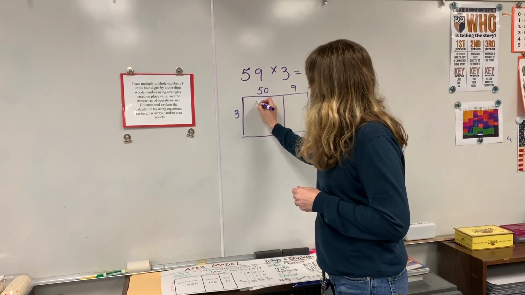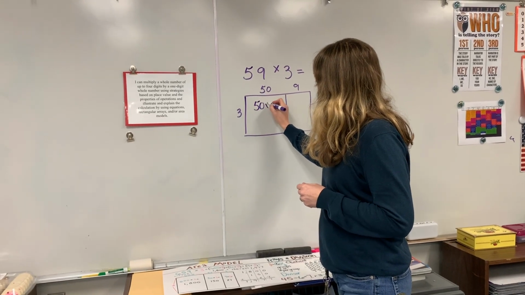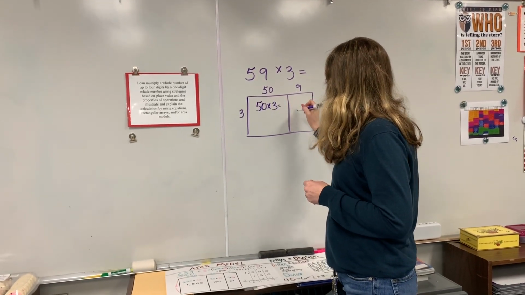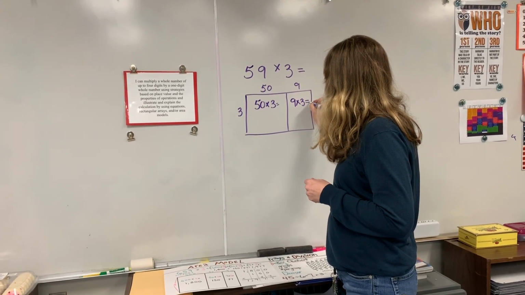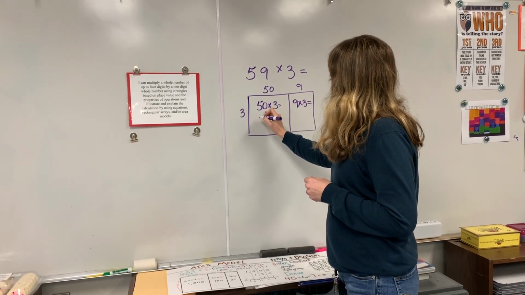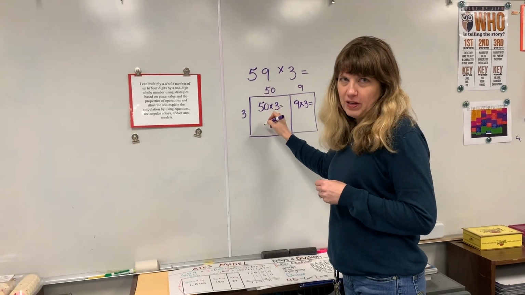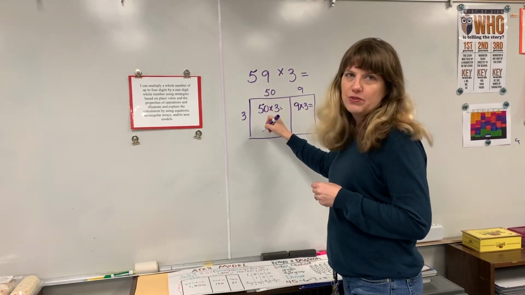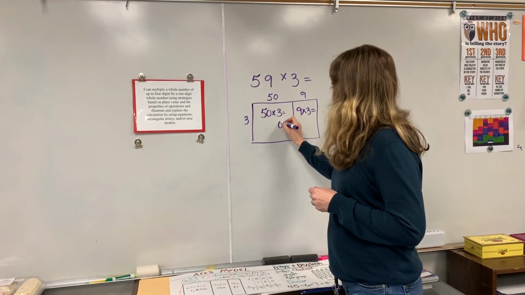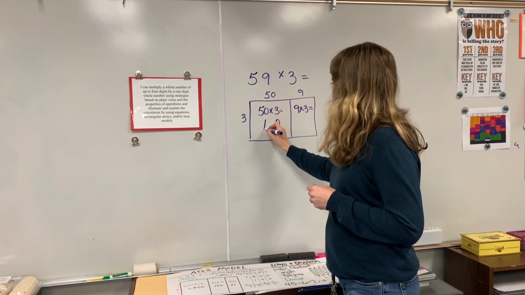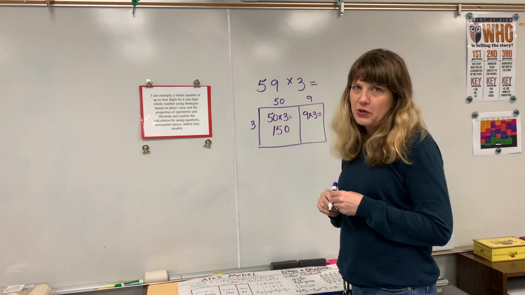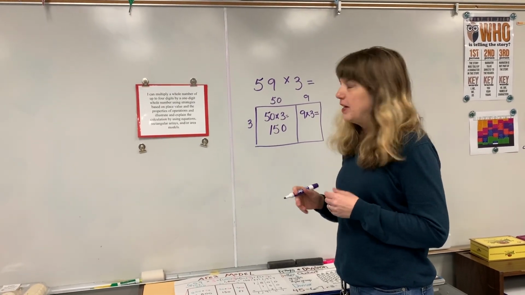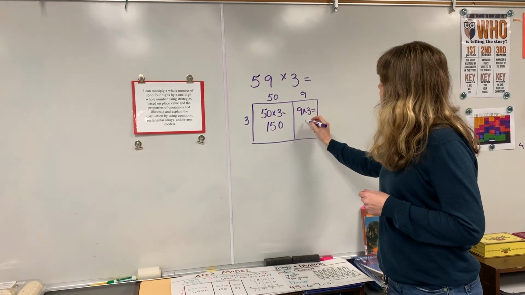I'm going to write the equation in here, 50 times 3, and then I'm going to multiply 9 times 3. This is a lot easier to multiply than 59 times 3. I put the 0 down here, I multiply 5 times 3, and that's 150. 5 times 3 is a much easier equation for children to multiply. 9 times 3 is 27.